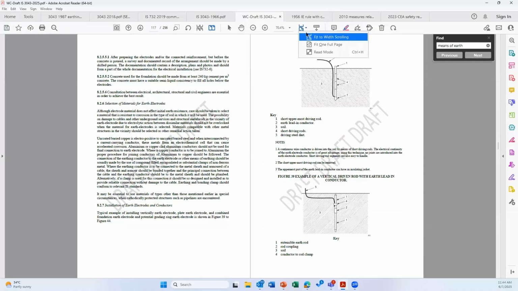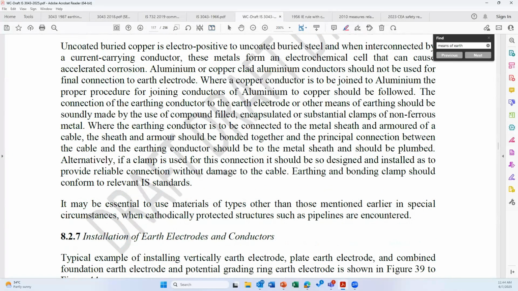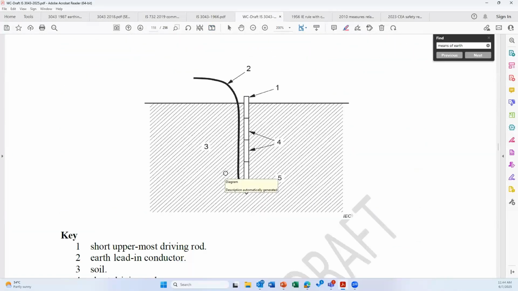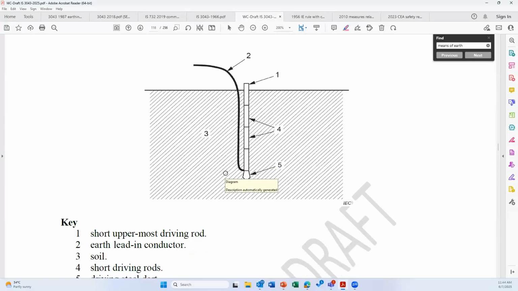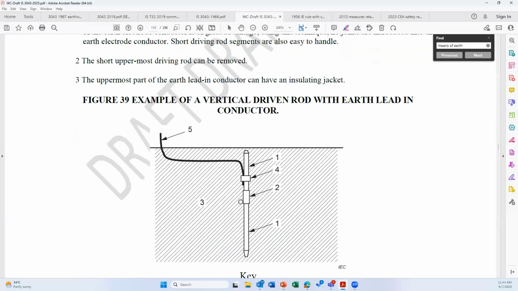Then the type of earth electrodes. What kind of earth electrodes can be used? The driven rod. Source of the figure is from IEC 62305. It means a small piece of metal you can drive into the soil. Number 2 is a copper conductor. So this copper conductor will be properly laid inside the soil. This becomes one type of earth electrode.